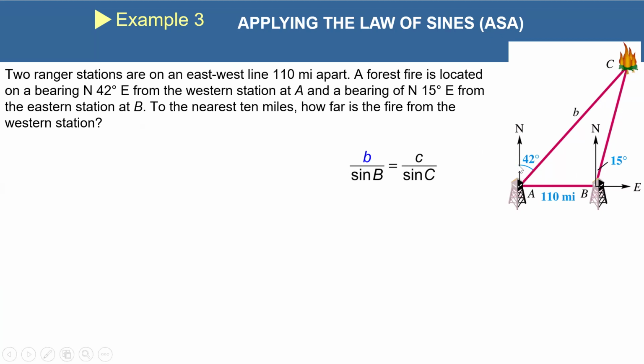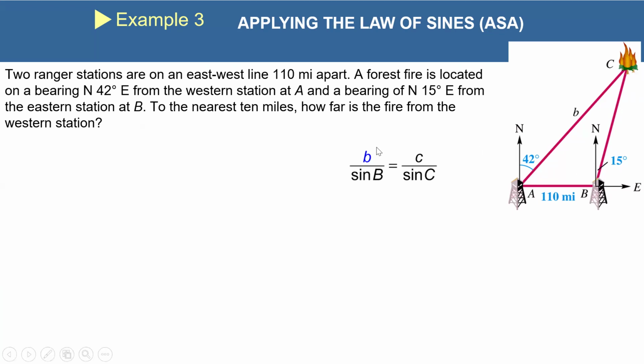So when I said east, I was at north, and then I went 42 degrees towards east. Does that make sense? So from this tower, this is north. I go 42 degrees east, and from my sight line, that's where the fire is. If I'm at this tower, here's my north, and it says I'm bearing 15 degrees east from this tower, and that's where I can see the fire. Yes? Are y'all still with me?